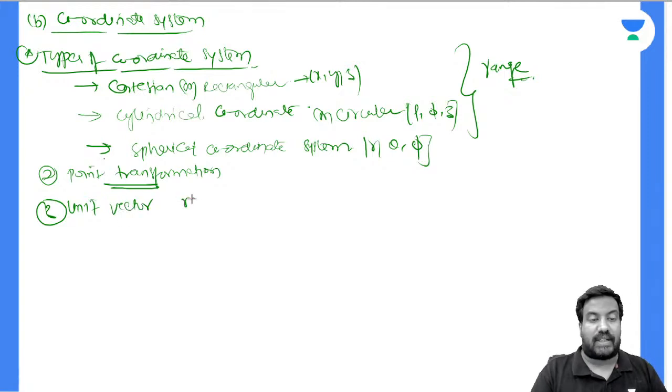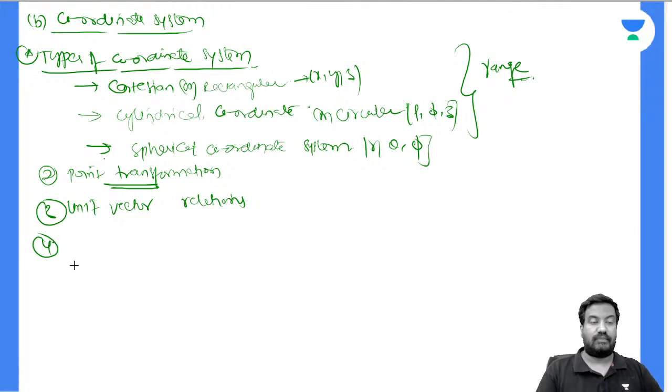Third one is unit vector relations, how these unit vectors are interrelated. How the unit vectors of the three coordinate systems are interrelated. Unit vector relations.